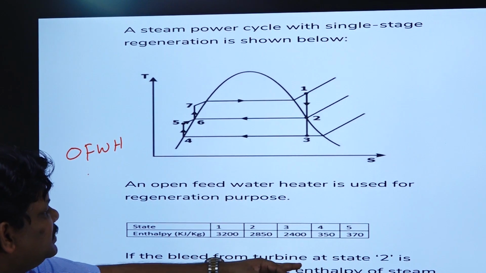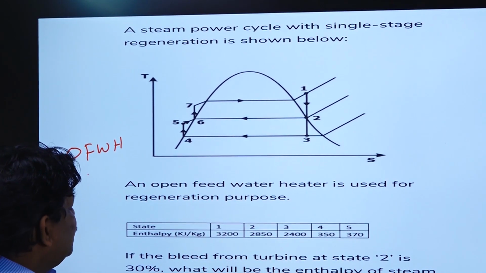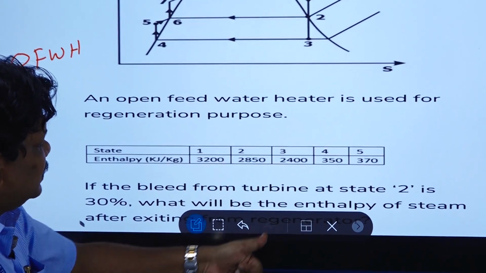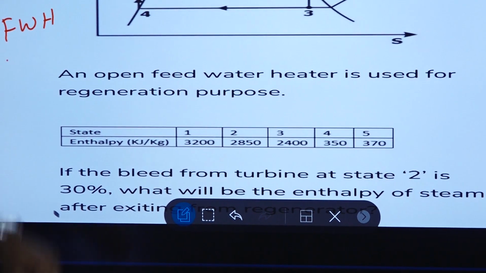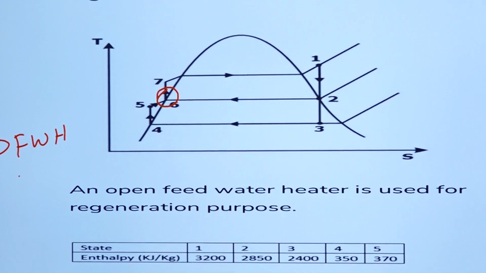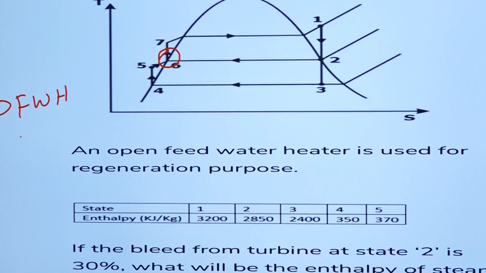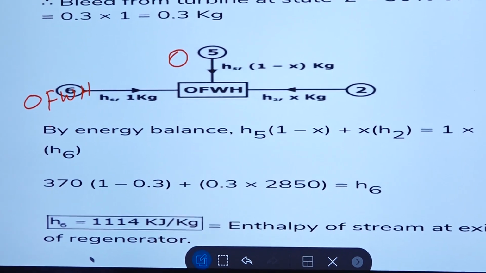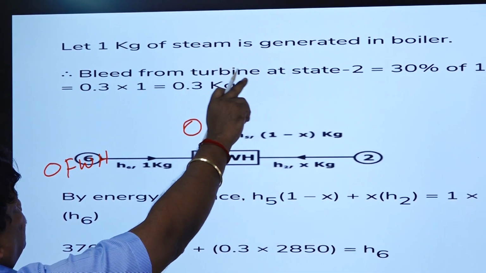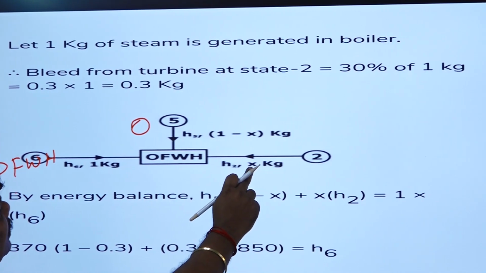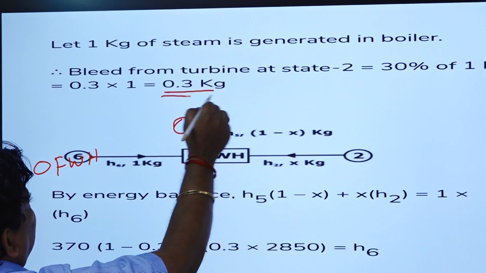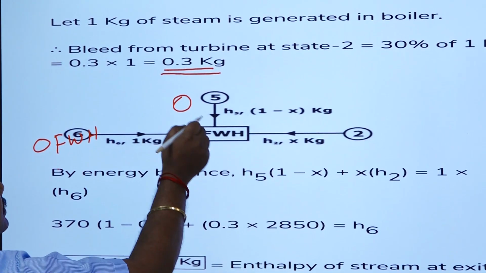If the bleed from the turbine at state 2 is 30%, what will be the enthalpy of the steam after exiting from this regenerator? You can see here the bleed from the turbine at state 2 is only 30%. So if 1 kg of steam is generated in the boiler, the bleed from the turbine at state 2 will be 30% of 1 kg, equal to 0.3 kilogram. This is the diagram which represents the problem.